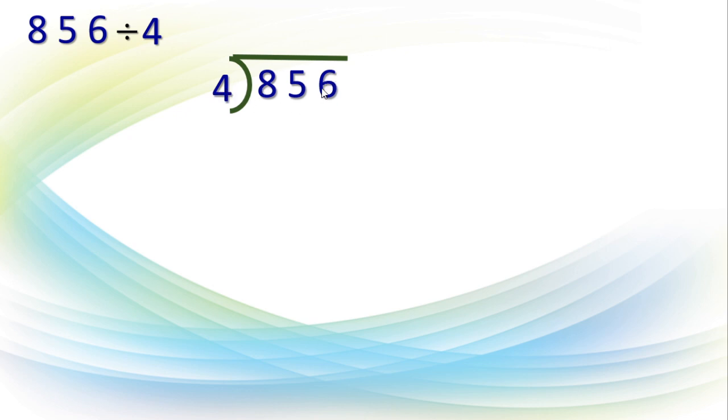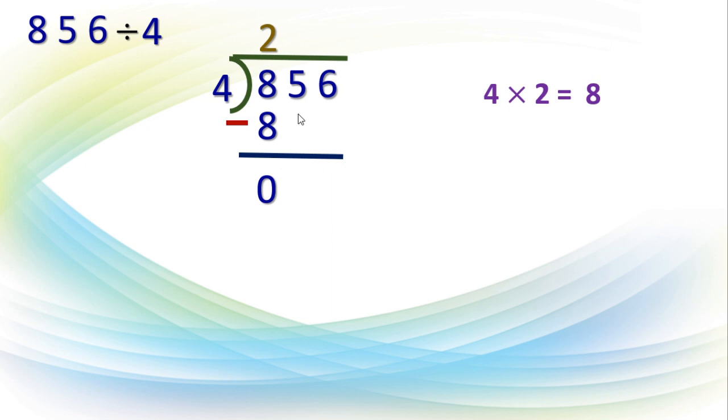That 800 divided by 4. So 4 2s are 8, correct? So we will write 2 in the hundreds place here. What remained? 8 minus 8, that is 0. Now we will move to the tens place. We will take this tens place down, that is 5. Now 5 is bigger than 4. We can divide this 5 by 4, right? So 4 ones are 4. So we will write 1 in tens place here.